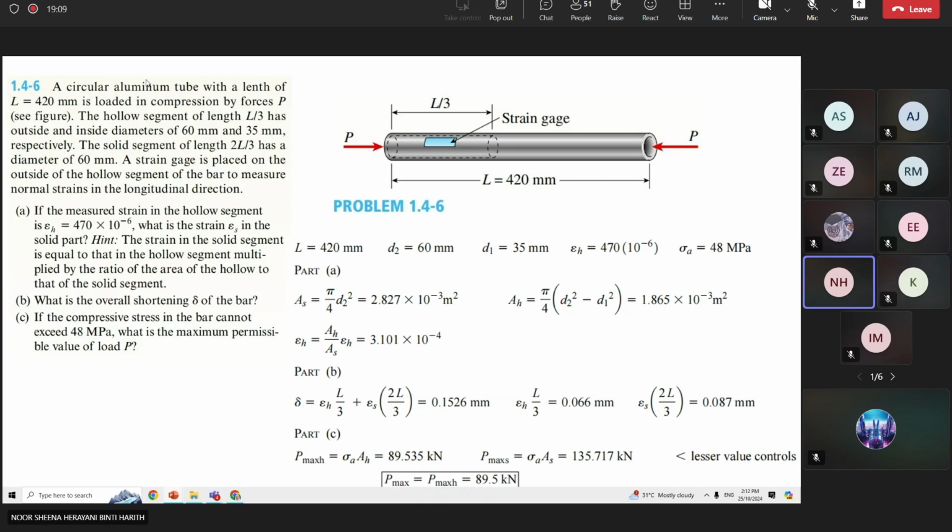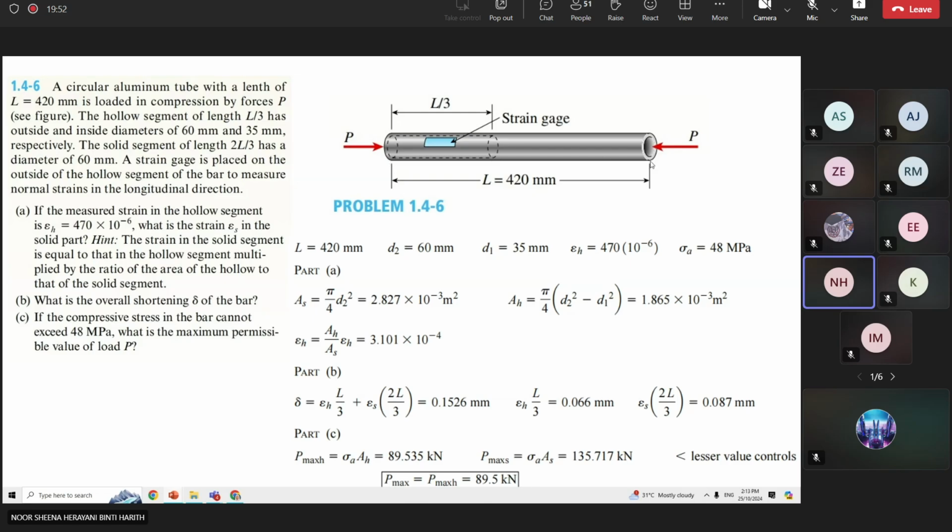A circular aluminium tube with a length L equals 420 mm is loaded in compression. These are the forces, and this is the total length of this aluminium. This is the hollow segment. It's not solid, but there is some part that is hollow. This hollow section has an outer diameter of 60 mm and an inner diameter of 35 mm.